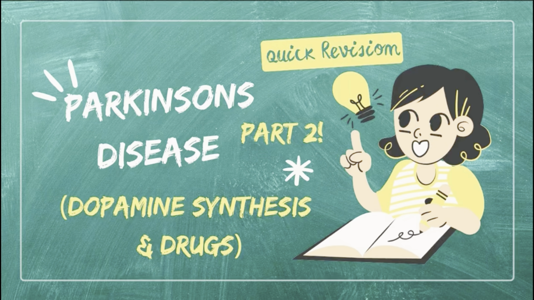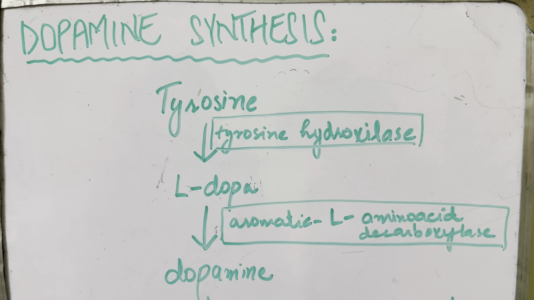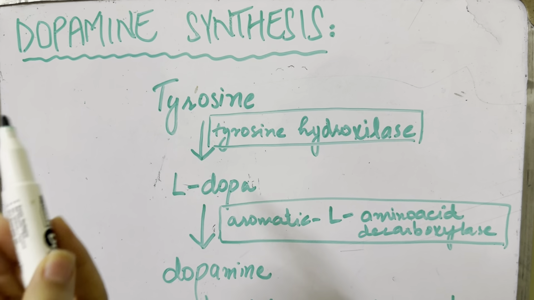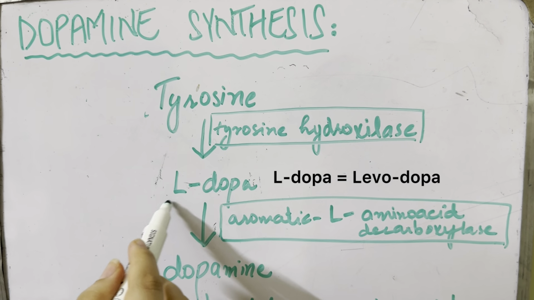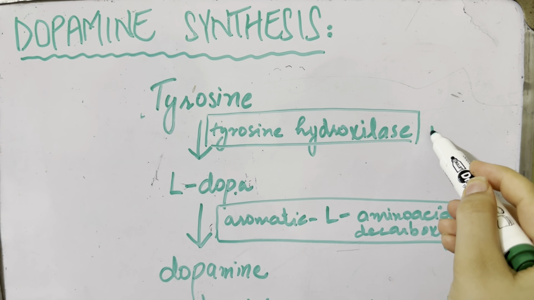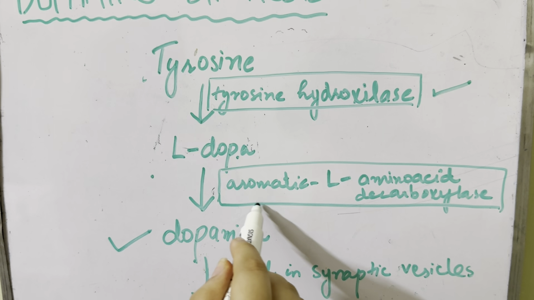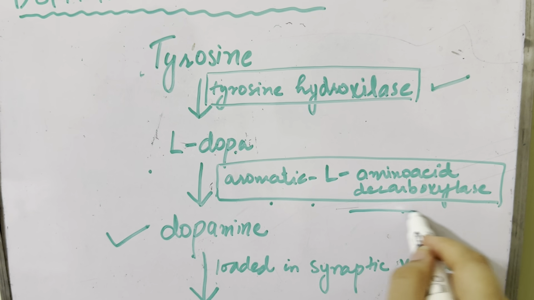In this lecture, I would like to discuss the drugs that are used in Parkinson's disease. But for their better understanding, I would start with explaining the dopamine synthesis first. Amino acid tyrosine is converted to L-DOPA with the help of enzyme tyrosine hydroxylase. L-DOPA is further converted to dopamine by the help of aromatic L-amino acid decarboxylase.